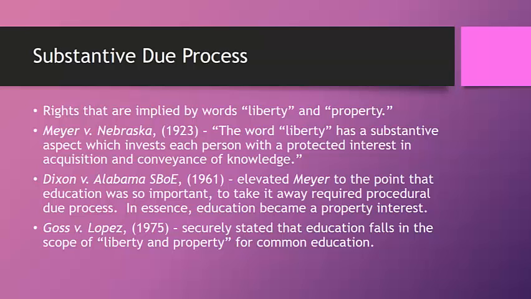So what we mean then when we talk about a liberty interest is based upon these cases here. In Meyer, it said that education was important enough. The term liberty implies that a person has an interest in the acquisition and conveyance of knowledge. In Dixon, the court said that education is so important that this liberty interest has to be taken away through due process. And then Goss finally says that not only is there a liberty interest, there's also a property interest, and that in order to take away either interest, either aspect of education, there has to be due process.